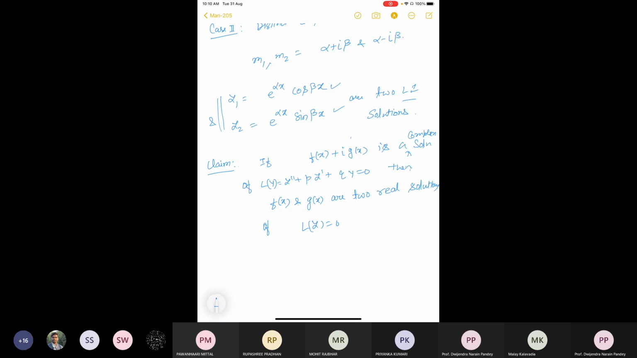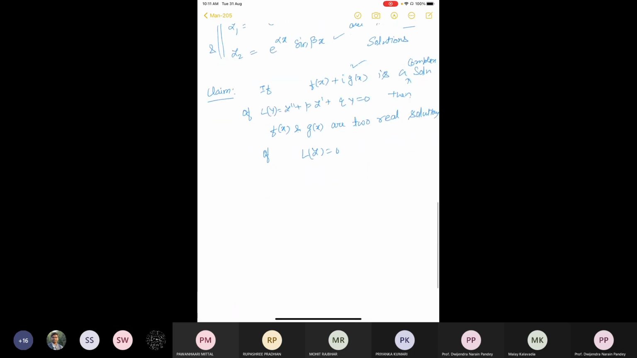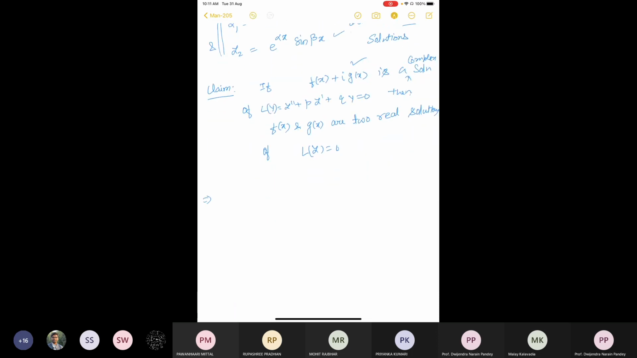Okay, so it means that once we know a complex solution, then this claim says that its real and imaginary part are nothing but real solutions of the same equation. So I think this is not a difficult thing to prove. Let us prove it here. Since f(x) + i g(x) is a solution, if I replace y by f(x) + i g(x), then it will satisfy this equation. So it means that (f(x) + i g(x))'' + p (f(x) + i g(x))' + q (f(x) + i g(x)) has to be 0 here.